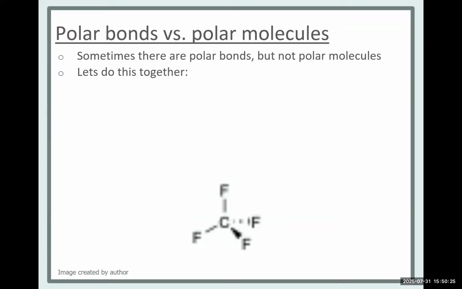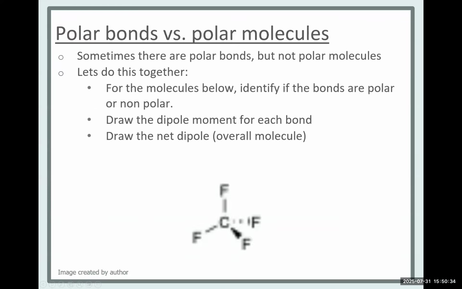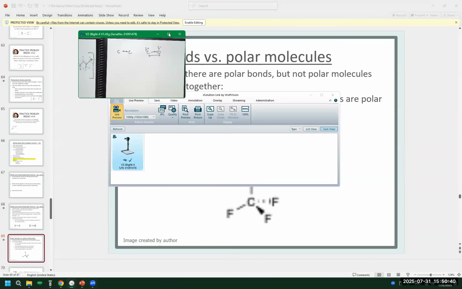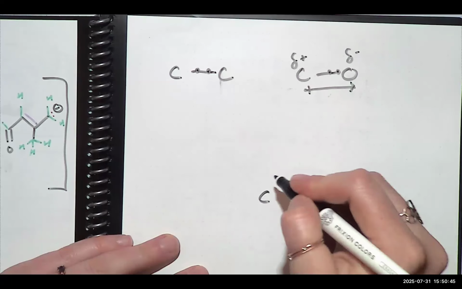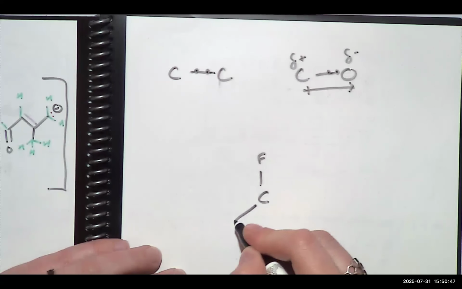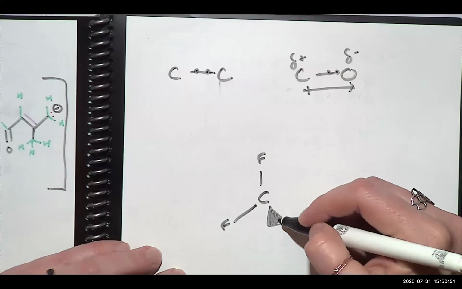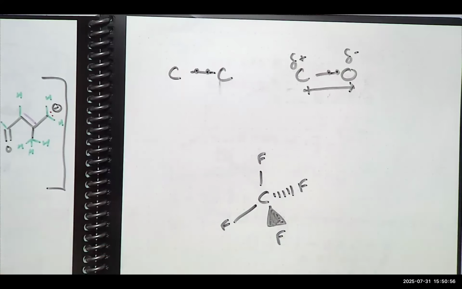So let's do this together where we draw the dipole moment of every single bond, and then we'll draw the dipole moment overall for the molecule. And then we'll determine if it's polar or nonpolar. So we have a carbon bonded to a fluorine. To get that tetrahedral shape that I showed you before, we use the wedge to say the fluorine's coming towards us, and this fluorine's coming away from us.